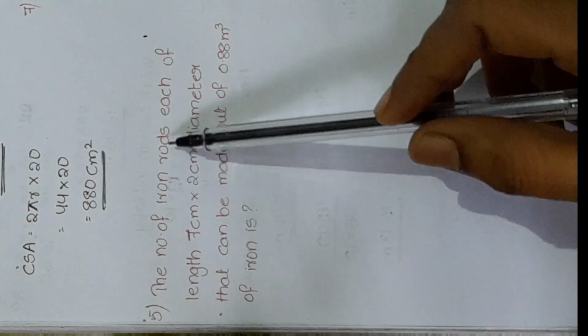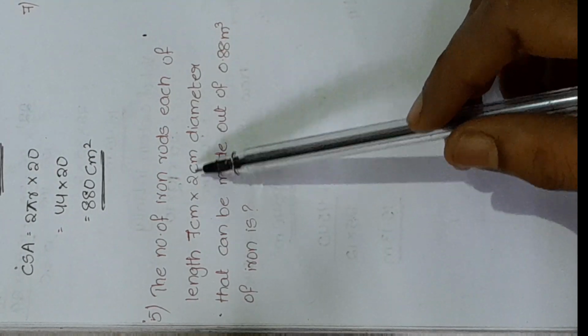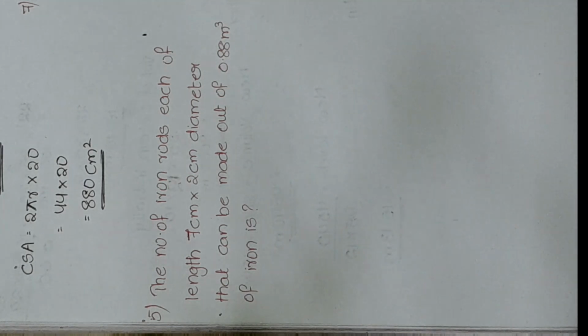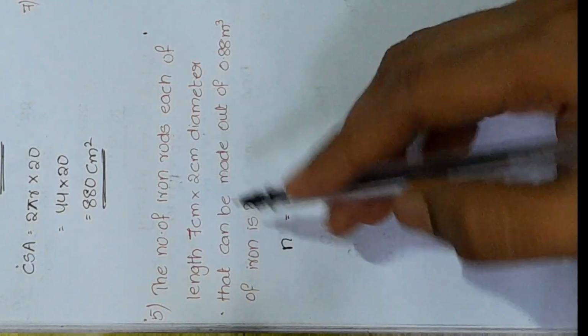Fifth question. The number of iron rods, each of length 7 centimeters into 2 centimeters diameter, that can be made out of 0.88 meter cube of iron is. N is the number of iron rods that can be made.